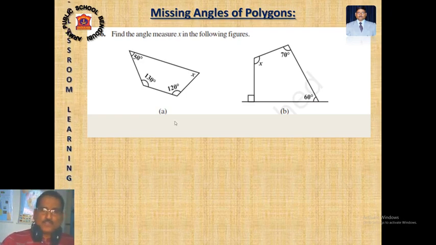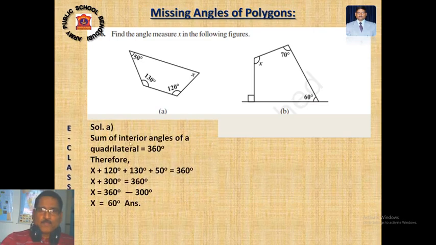So in the first question, you see it is a quadrilateral, 4 angles. Out of the 4 angles, 3 angles are marked, but one angle is not given, it is x. You have to find out the value of x. How? The sum of the interior angles of a quadrilateral is 360 degrees. Why 360 degrees? Because what is the interior angle formula of a polygon? N minus 2 into 180 degrees. N means sides. So 4 minus 2 is 2, into 180 degrees is 360 degrees.